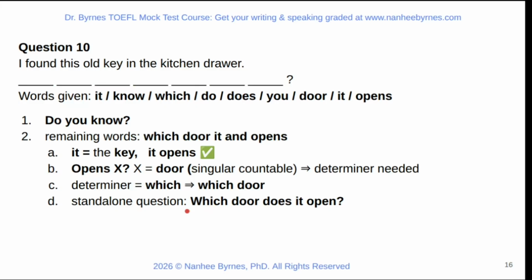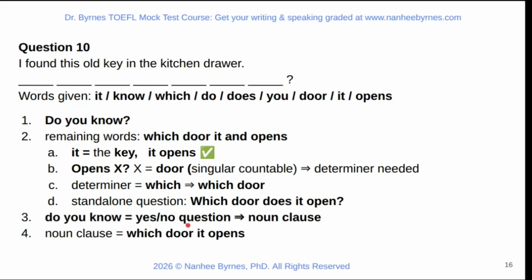As a standalone question, the order would be, which door does it open? However, when we combine this with do you know, the question transforms into a noun clause, acting as the object of know. In this structure, we must use normal word order: it opens. The final answer is, do you know which door it opens?